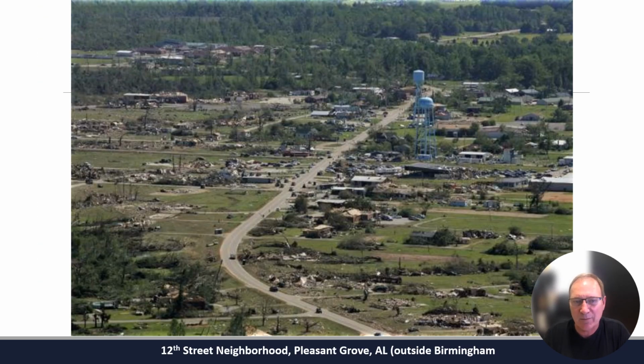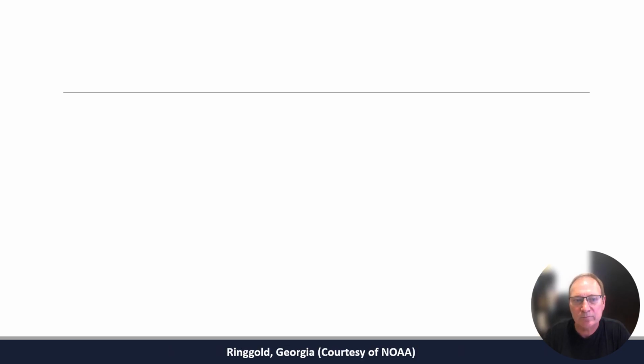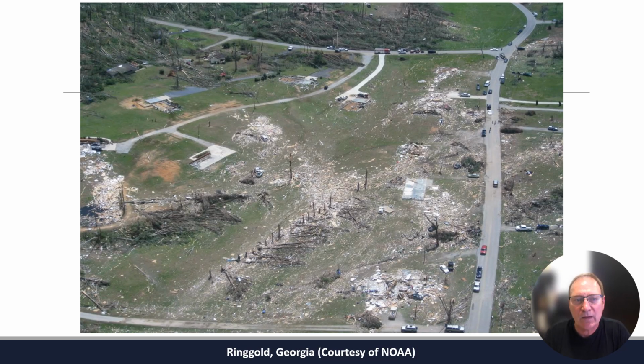Pleasant Grove, Alabama, just outside of Birmingham. 4 deaths in this particular area. The main thing that you see here is not so much what you do see, it's what you don't see. If you look closely, you'll see foundations, but what you'll also see is the lack of any intact structure.